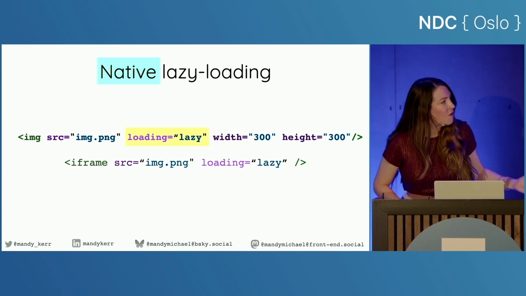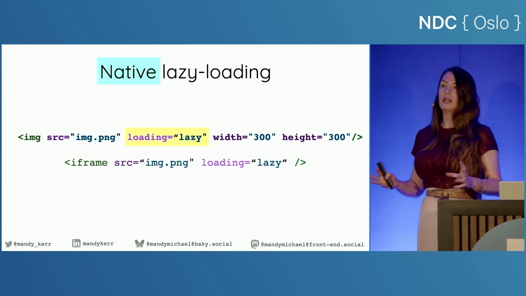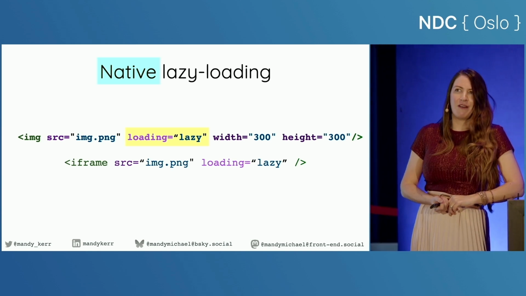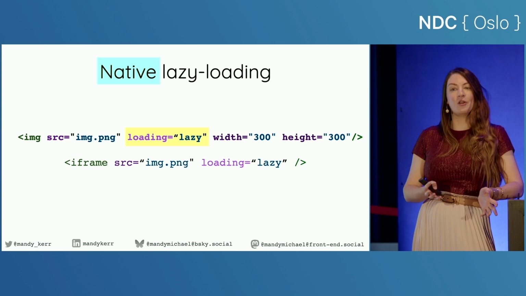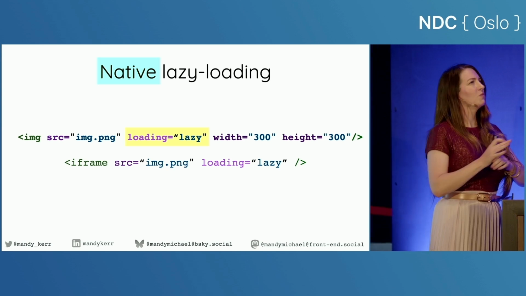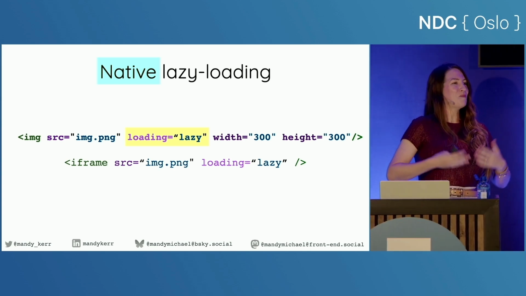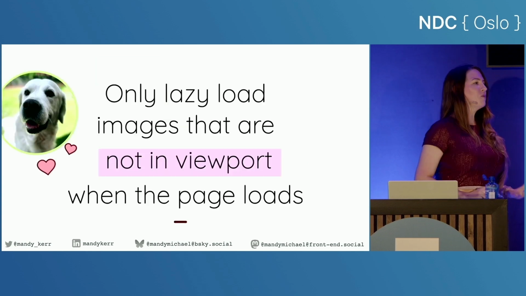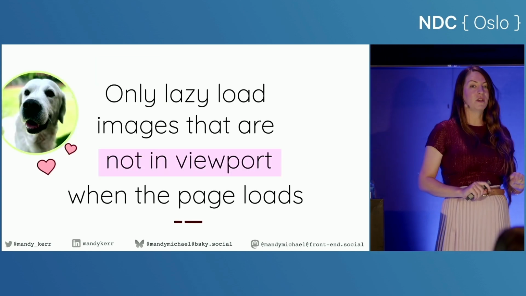Now, the default value is eager. That is the same as not including it at all. The reason I mention it is because some image management components or libraries will lazy load by default. So Next.js, for example, I think the WordPress one does it as well. This is great because we want to lazy load our images for the most part. However, we only want to lazy load images that are not in the viewport when the page first starts loading.